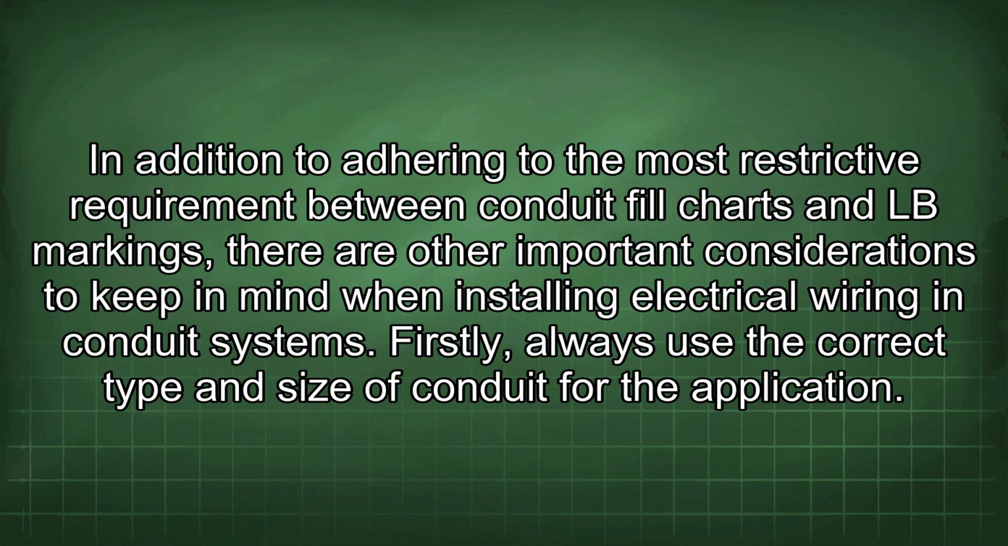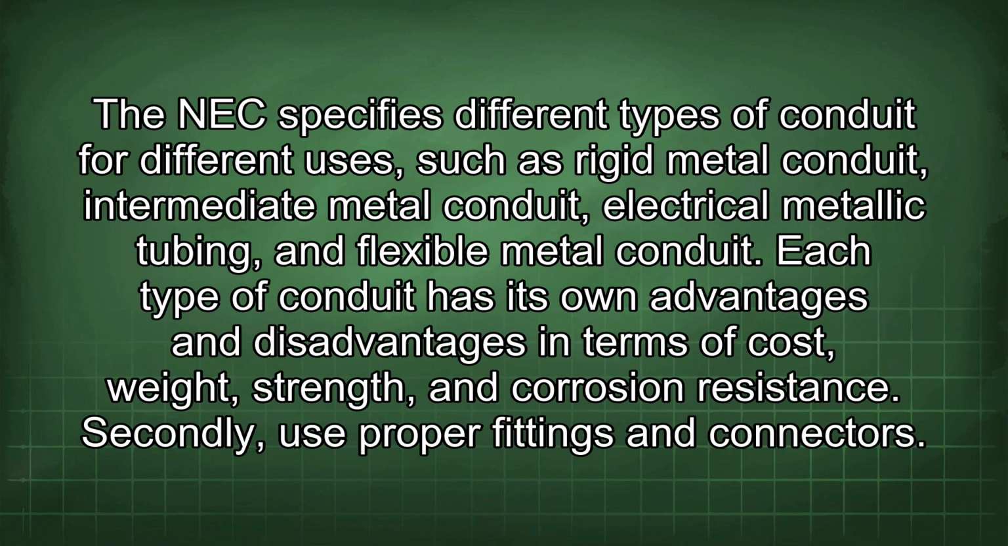In addition to adhering to the most restrictive requirement between conduit fill charts and LB markings, there are other important considerations to keep in mind when installing electrical wiring in conduit systems. Firstly, always use the correct type and size of conduit for the application. The NEC specifies different types of conduit for different uses, such as rigid metal conduit, intermediate metal conduit, electrical metallic tubing, and flexible metal conduit. Each type of conduit has its own advantages and disadvantages in terms of cost, weight, strength, and corrosion resistance.